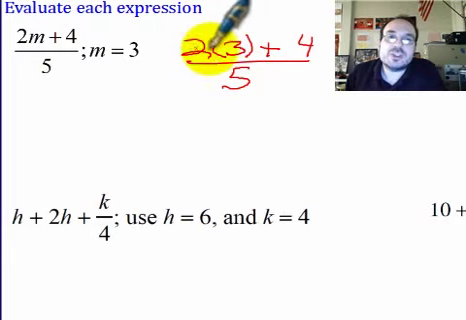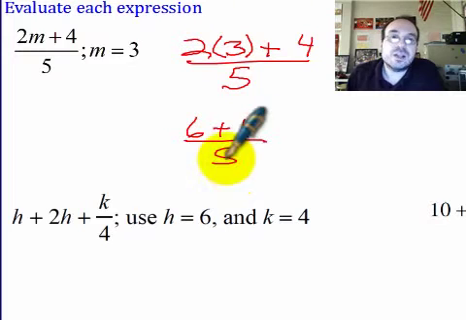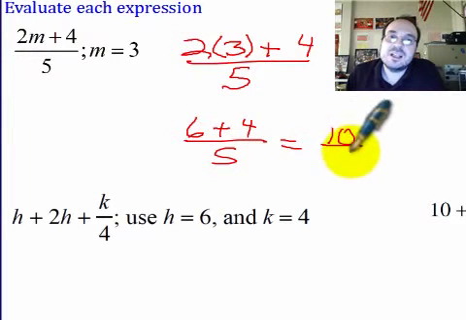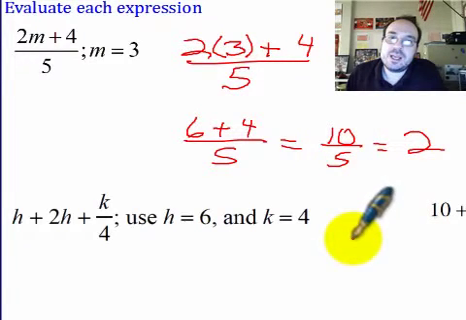So I do multiplication first here. 2 times 3 is 6. Everything else I just rewrite. And then 6 plus 4 is 10. Divide by 5, I get 2. Okay.